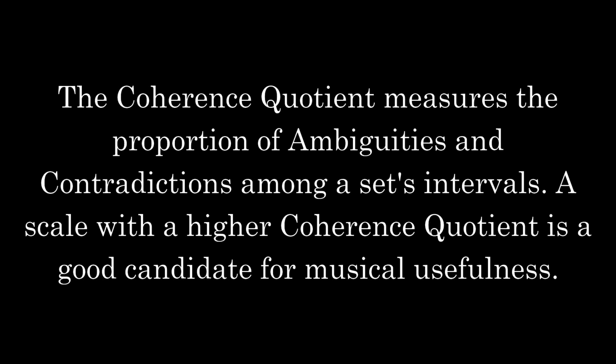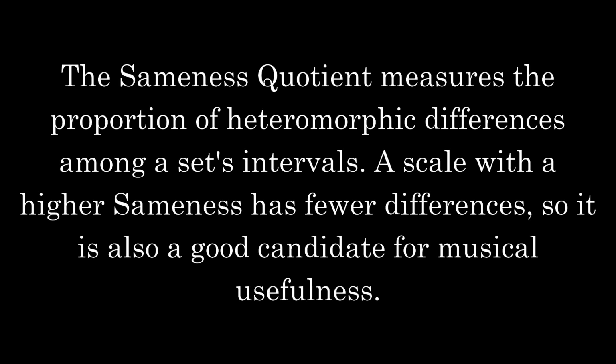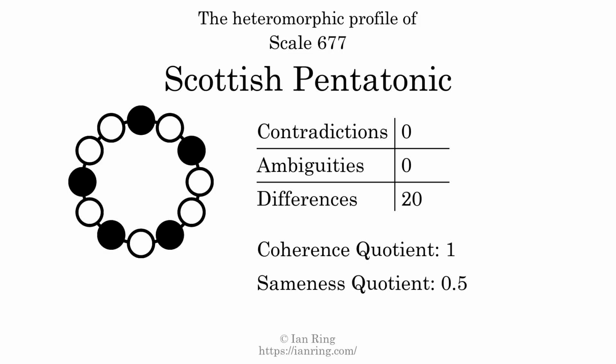The coherence quotient measures the proportion of ambiguities and contradictions among a set's intervals. A scale with a higher coherence quotient is a good candidate for musical usefulness. The coherence quotient is 1. The sameness quotient measures the proportion of heteromorphic differences among a set's intervals. A scale with a higher sameness has fewer differences, so it is also a good candidate for musical usefulness. The sameness quotient is 0.5.